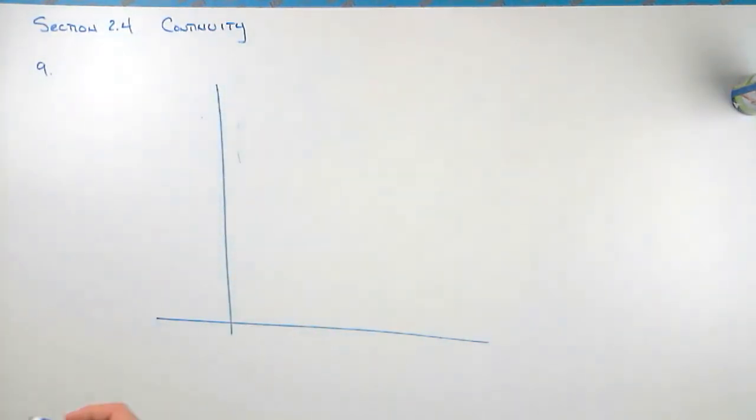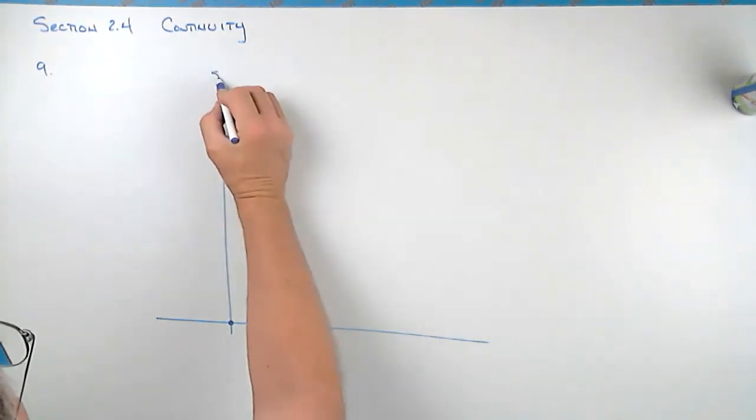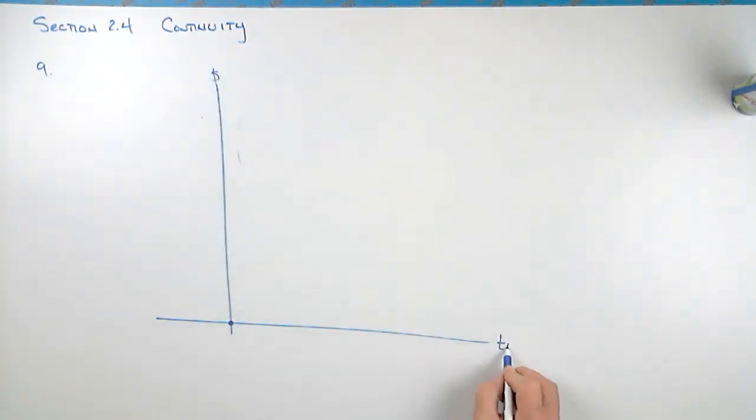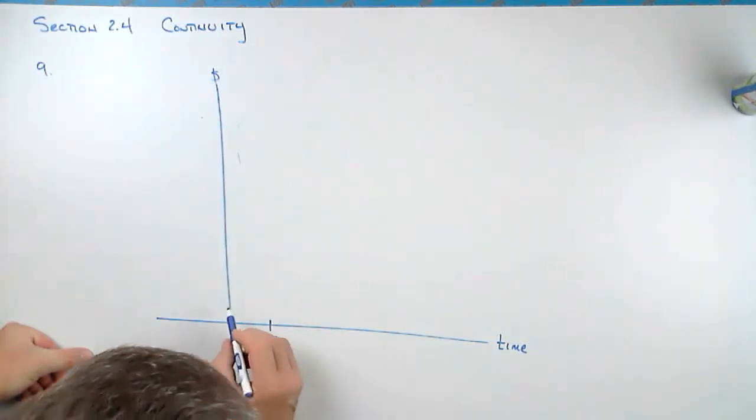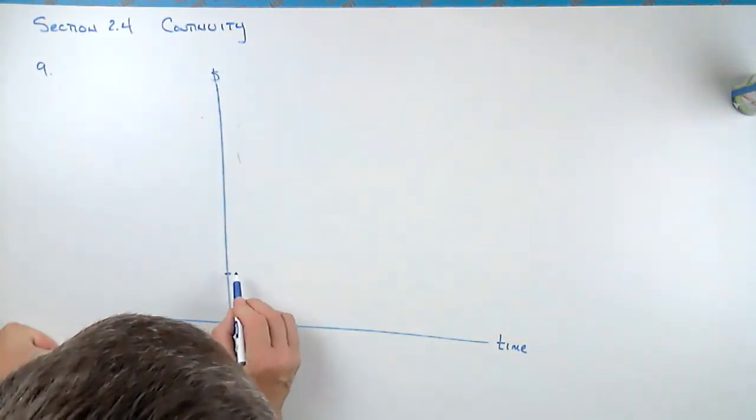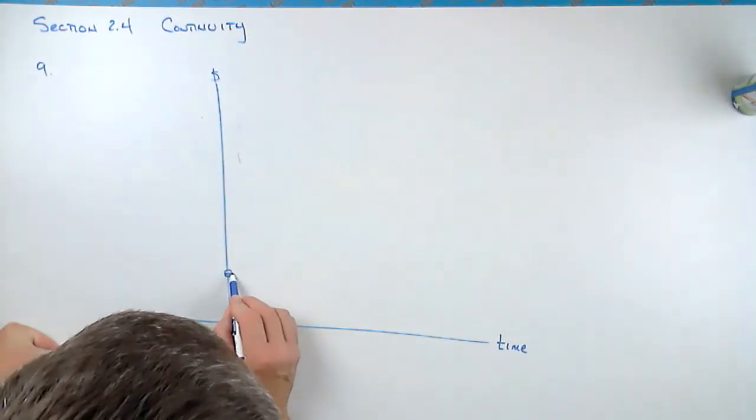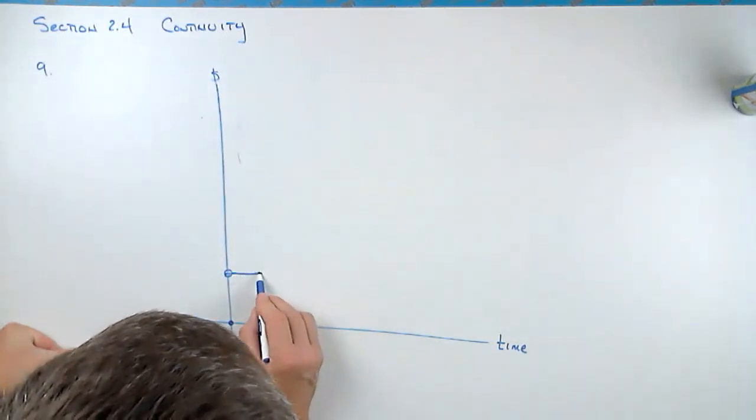So this is our dollars and this is our time. If we don't come into the lot, it's not going to cost us anything. But as soon as we drive into the lot, it's going to cost us $3 until we've been there for an hour. So here's 1 hour, and that's going to cost us $3. We'll put an open circle here and we'll come across like this.